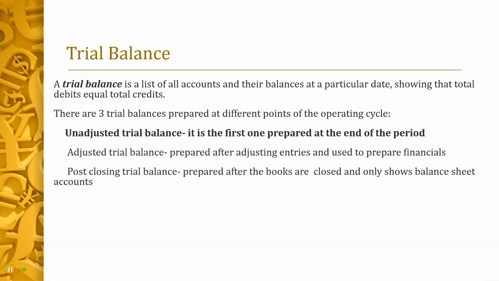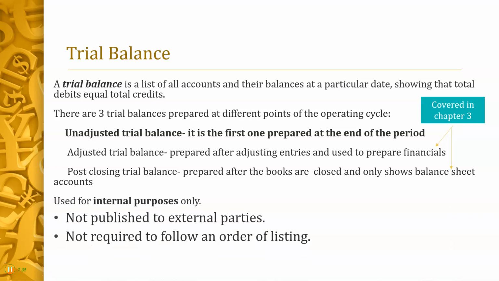Then we prepare an adjusted trial balance. This is prepared after we do adjusting entries, and it is the only one that we can use to prepare the financials with. So remember, you can only prepare the financial statements with an adjusted trial balance. And then the post-closing trial balance is only done at the end of the year after we close our books. We're going to cover the last 2, adjusted trial balance and post-closing trial balance, in Chapter 3. Now, these are used for internal purposes only. They're not published to external parties, not required to follow an order of listing.